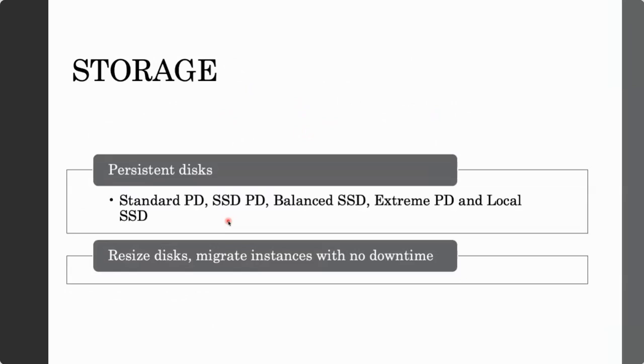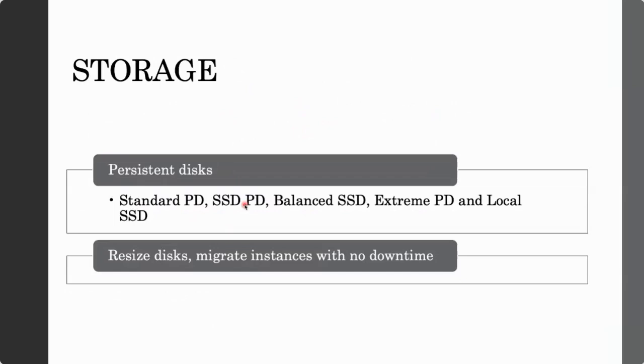Right, let's talk about disks. There are quite a number of disks that you can actually attach to a virtual machine. There is standard PD, where PD stands for persistent disk, which is basically your hard disk drives. There's SSD PD, where, again, PD stands for persistent disk. Let's get that out of the way first. Then we have SSDs. SSDs are faster drives, solid state drives.